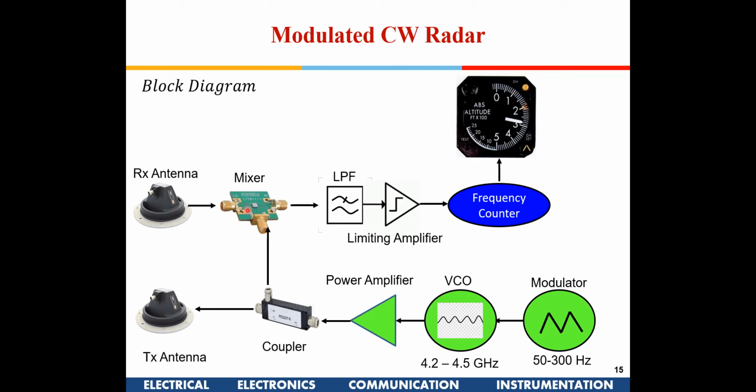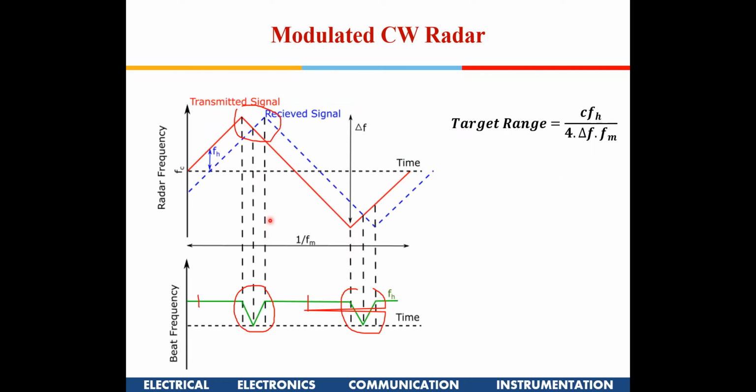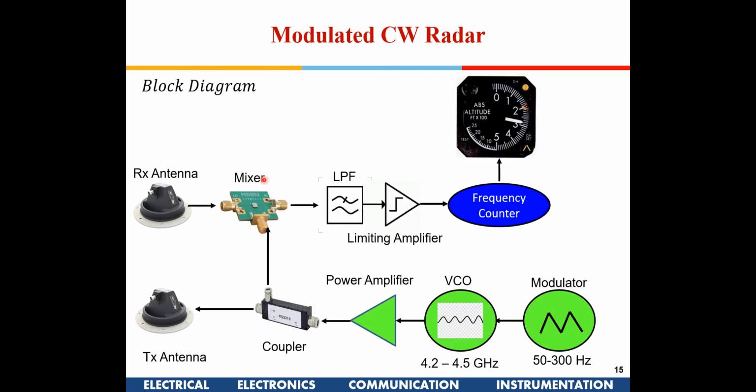Then you have a mixer. What the mixer does is compare the present transmitting frequency with the one which is received. What has been transmitted goes and comes back, and by that time the transmitted frequency has already changed. So you get a beat frequency. The mixer does a comparison of these two signals, and it will generate the beat frequency.